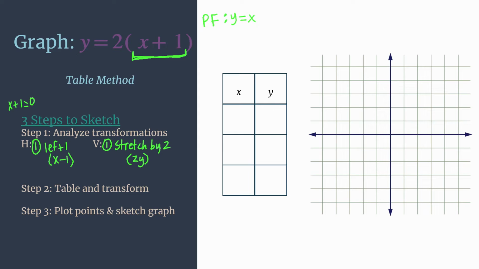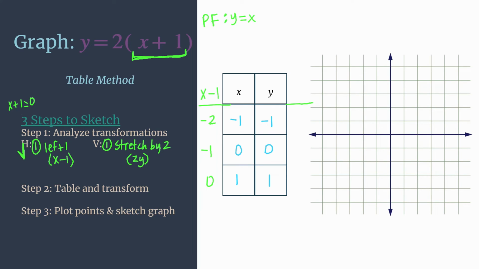So we know our parent points are -1, -1, 0, 0, and 1, 1. Those are sort of the 3 most central to the origin integer points. And now we can just make new columns to apply these transformations. Okay, so horizontally we know we moved left 1, or we need to subtract 1 from all our x's. Again, think solving. Okay, so -1 minus 1, -2, 0 minus 1, and 1 minus 1. All right, so that is our horizontal transformation.